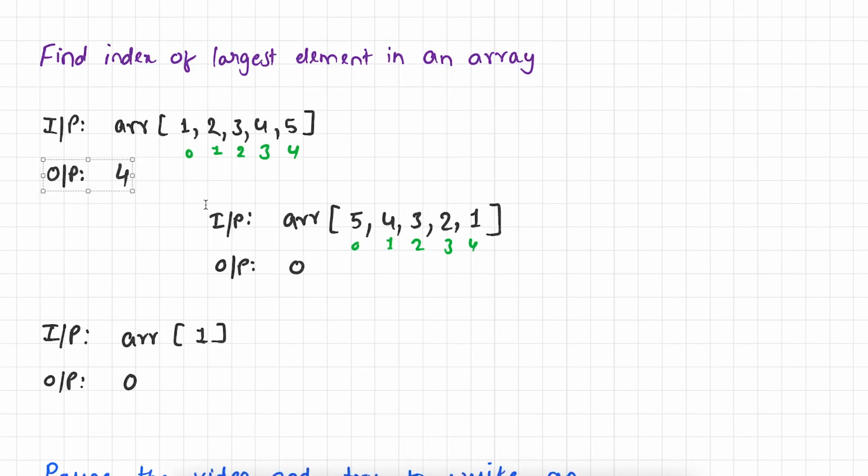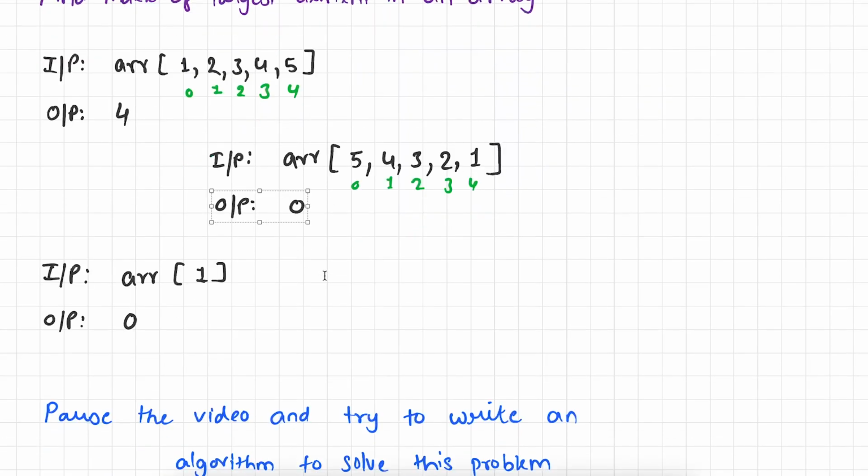Moving to the next example. In this example, the input array is given as 5, 4, 3, 2, 1. And you can see that the largest element is present at index 0. So that's why the output for this input is 0.